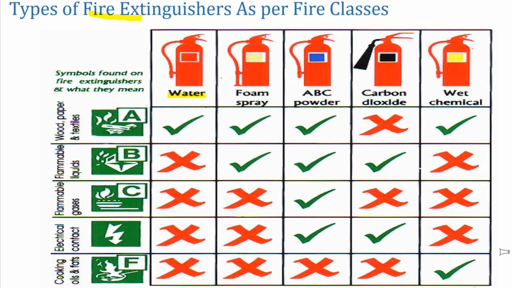First of all is your water type fire extinguisher. Another is your foam spray. Third is this ABC powder type. This is basically a dry powder type fire extinguisher. Why it is called ABC type, we will tell you.